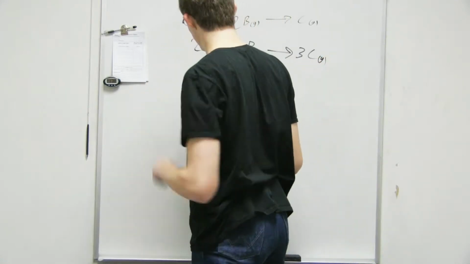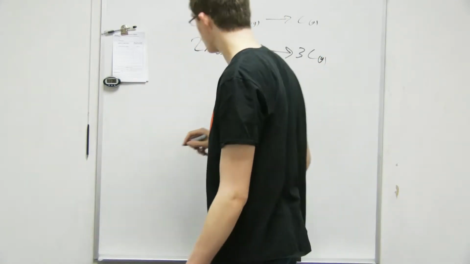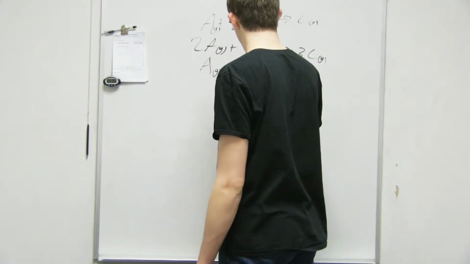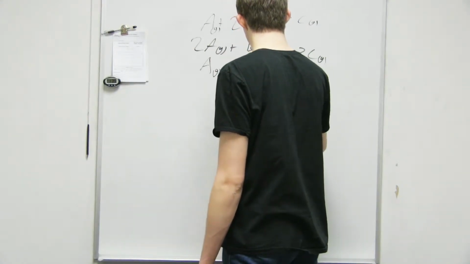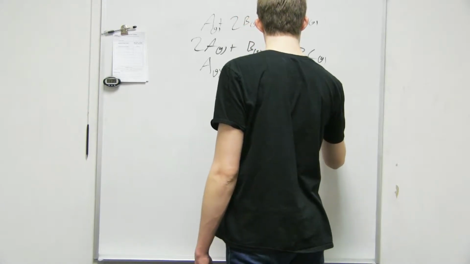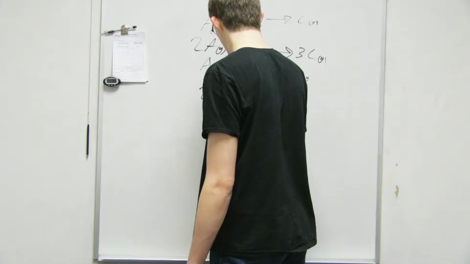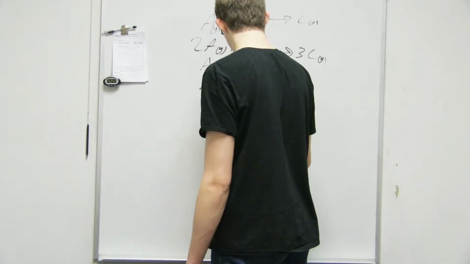Okay. And then, do you want the rest of them? Yeah. AG plus BG equals CG. Last one's 2AG plus 2BG equals 5CG.